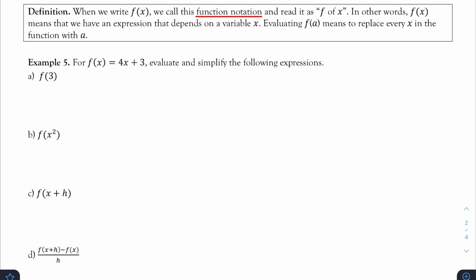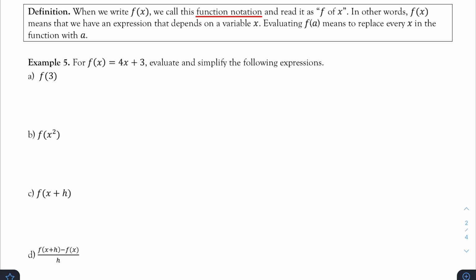One thing I want to mention is that whenever I write this f of x notation, this is f of x. This is not f times x. Those mean two different things. The other thing I want to define is what it means to evaluate f of a. Whenever I say evaluate f of a, typically we're going to be putting a number in here. This means that anywhere there's an x in my function equation, I'm replacing it with that number. You'll see what I mean when we start doing our examples.